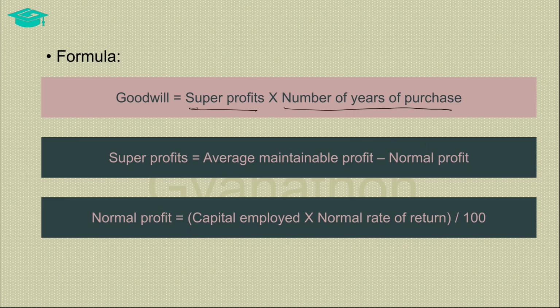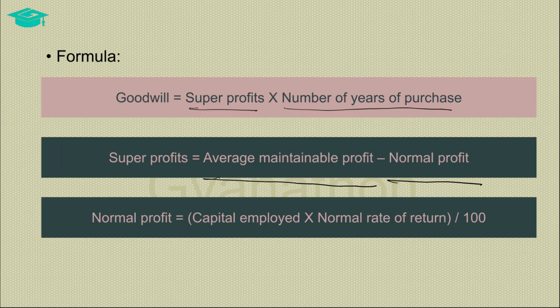Basically, super profits are profits earned by a firm which are more than what similar firms operating in similar circumstances are earning. If a firm is earning super profits compared to its competitors, then it means that the firm enjoys some repute or a competitive advantage, which in numerical terms is the goodwill of the firm. Super profit, as the name suggests, is the profit in excess of normal profit. So, the formula for super profit is average maintainable profit minus the normal profit. We know the average maintainable profit of the firm by maintaining a profit and loss account.